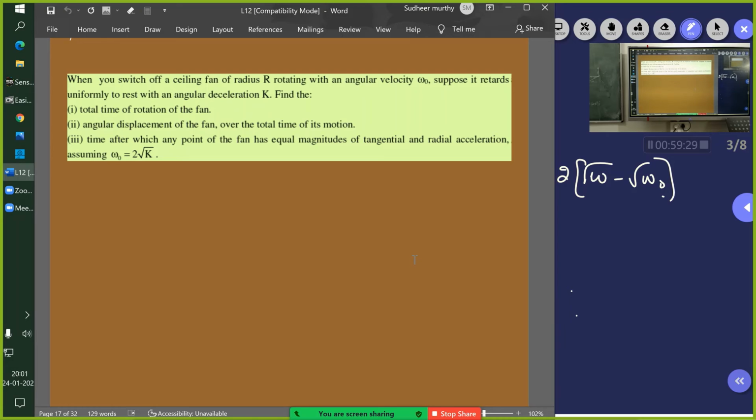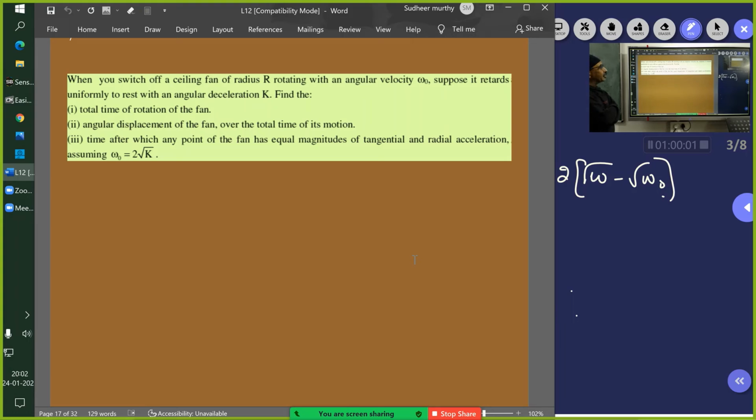So here use the equation omega d omega is equal to alpha d theta. Can we use theta equal to omega naught t minus half alpha t square? Yes, you can use that also. You found out t from this, you can use that also.